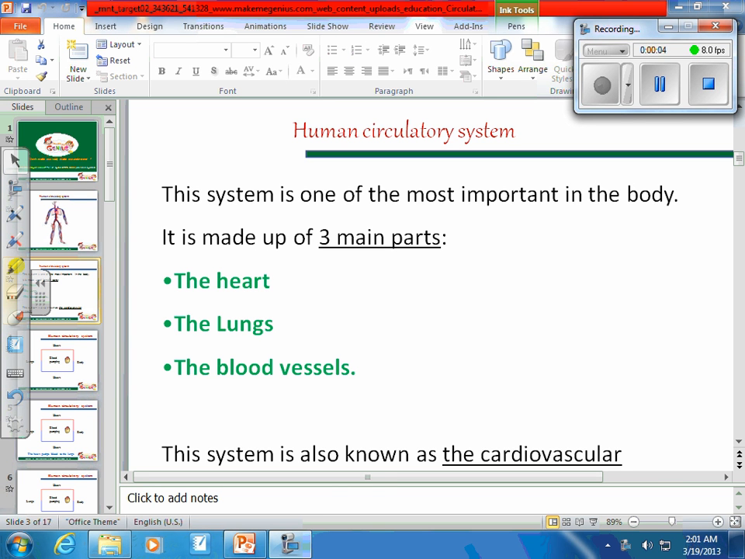Today's lesson is about the human circulatory system. What are the main components of the circulatory system?